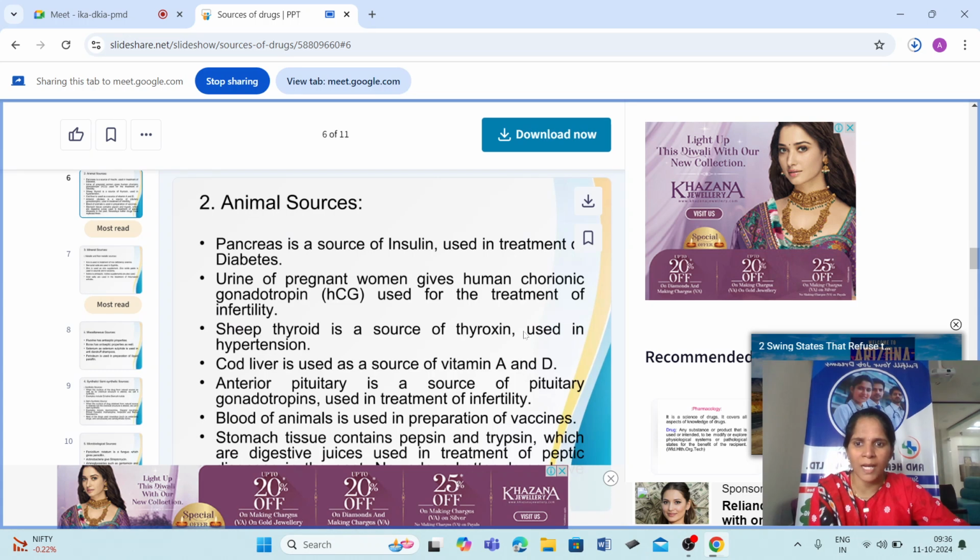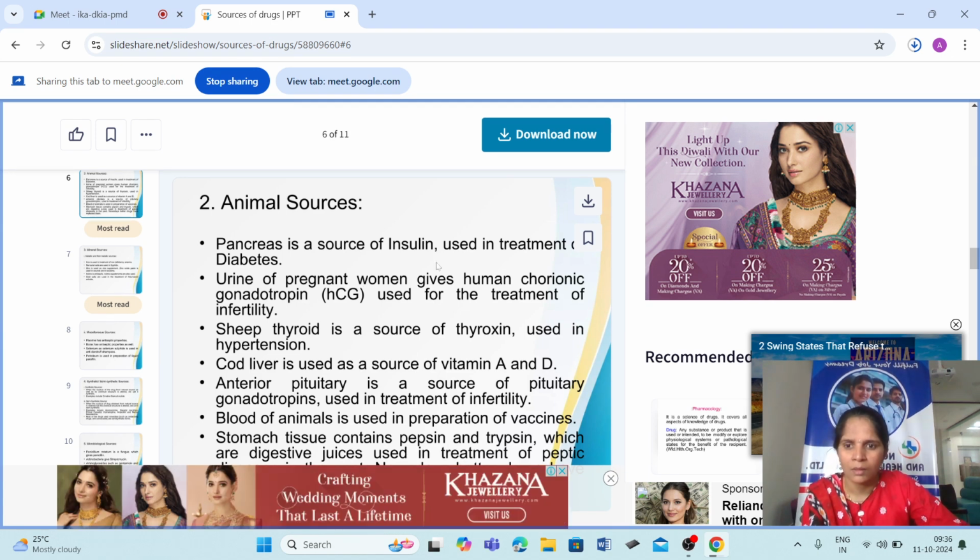Now let us see animal sources. See what different animals we use to get different types of drugs here. First is insulin. So what is the use of insulin? Insulin will be used to treat diabetes. So from where are you going to get this insulin? The pancreas is a source of insulin, which is used in the treatment of diabetes.